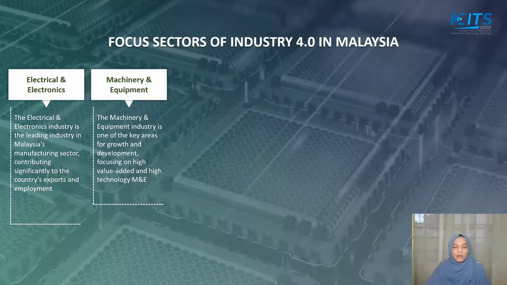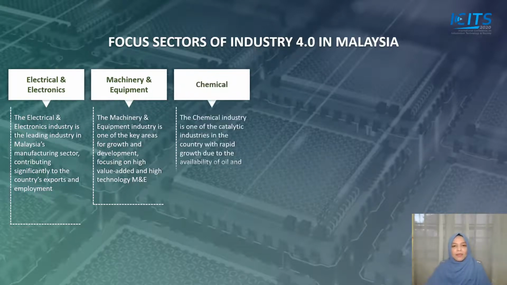Second is machinery and equipment. The machinery and equipment industry is one of the key areas for growth and development, focusing on high value-added and high technology M&E. Chemical. The chemical industry is one of the catalytic industries in the country with rapid growth due to the availability of oil and gas as a feedstock.